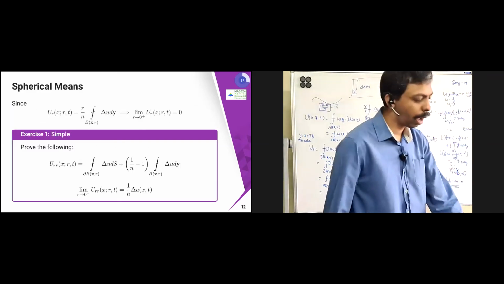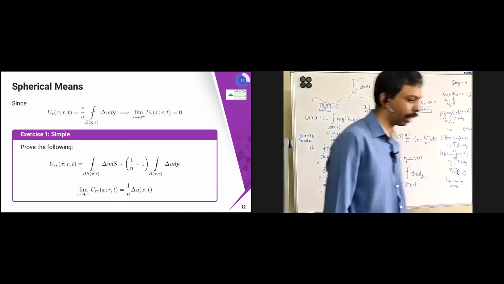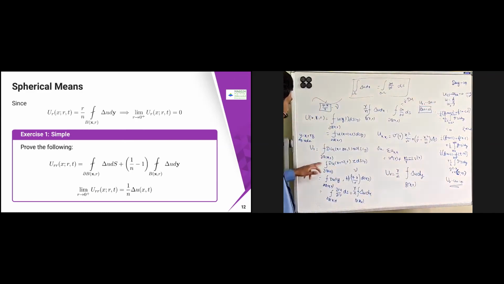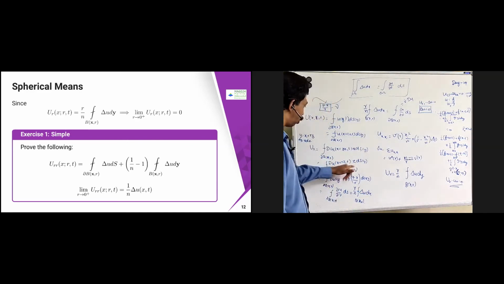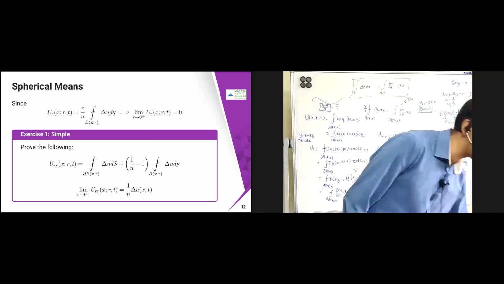Now I just leave this as an exercise, the same way as what I did over here. I substituted y equal to x plus r z, and then did that. Now if you go for u_r, you get the same kind of things: u(x plus r z, t). The same setup you have to do, whatever I did over here, and then you can prove this one. So I leave this as an exercise.